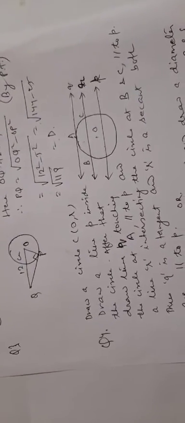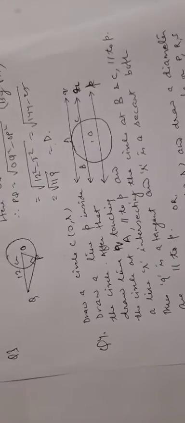Now in question number 4, we have to draw a line, and then we have to draw 2 more lines parallel to this given line, out of which one will be a tangent and the other will be a secant.